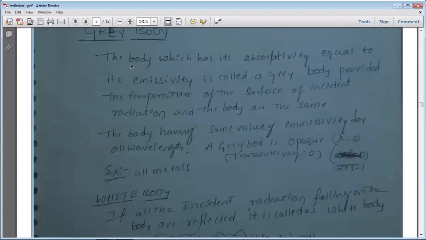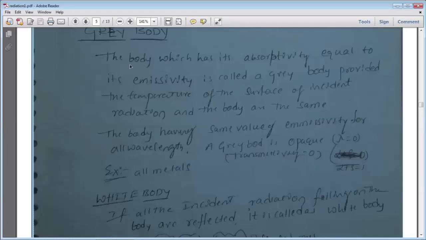For the gray body, transmittivity is equal to zero here. That means alpha plus rho is equal to 1, because lambda is equal to 0 here. So that is for the gray body.